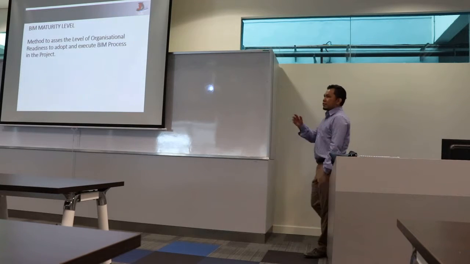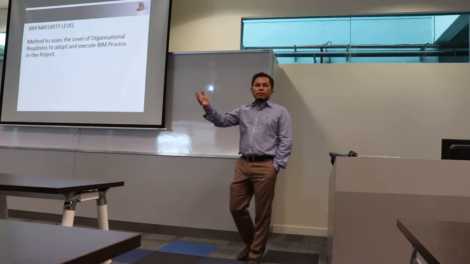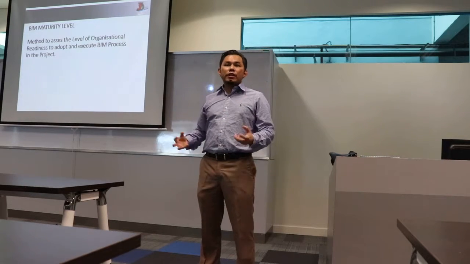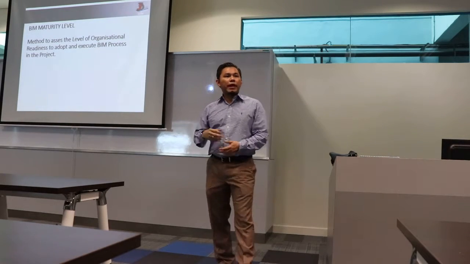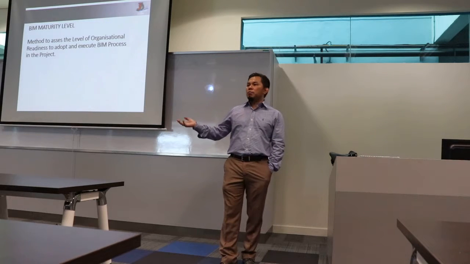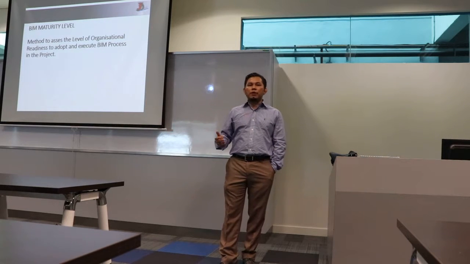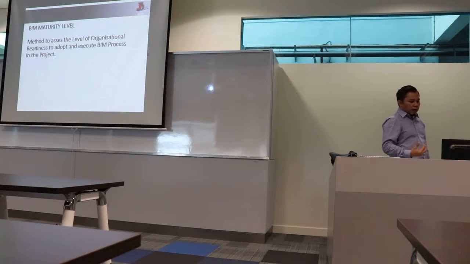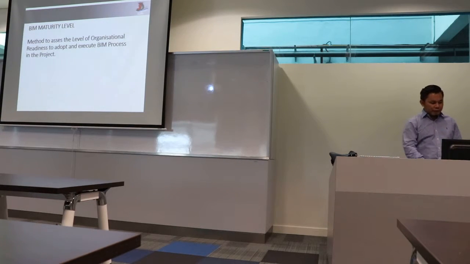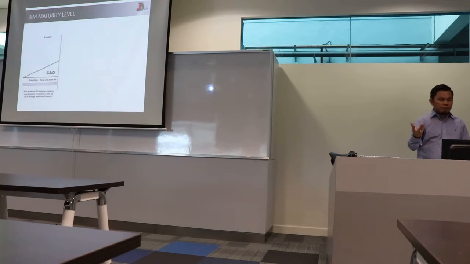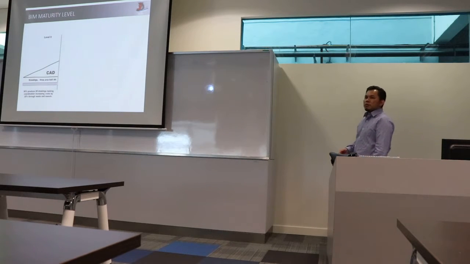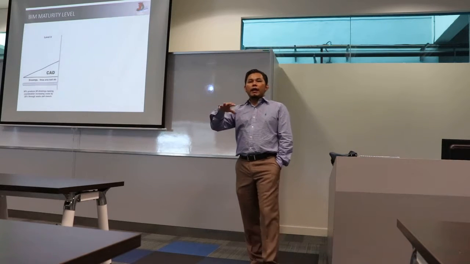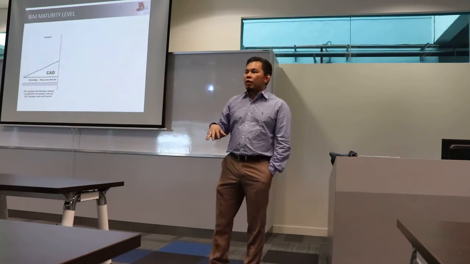So that is the 3D, 4D, 5D, the terminology that you will come across on BIM. The next thing that you will normally come across for a BIM project is the level of maturity. This is talking about the level of organizational readiness to adopt and execute BIM. So if you're getting into a BIM process for projects, everybody needs to be at least on the same level.